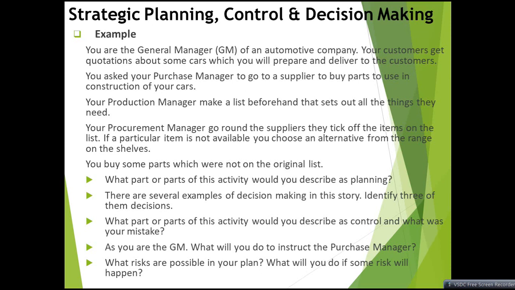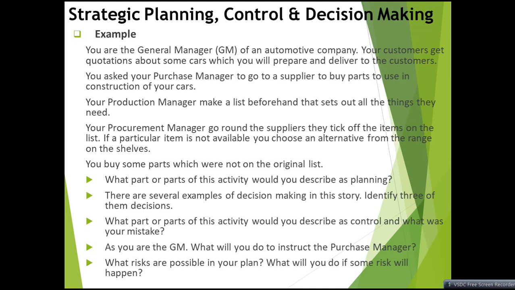What part or parts of this activity would you describe as control? What were your mistakes? If you make a wrong decision, what might it be? Give some mistakes as well as how you will control this one. As you are the general manager, what will you do to instruct the purchase manager? What will you do? This is the decision you'll have to make, because now for planning you'll have to do this.